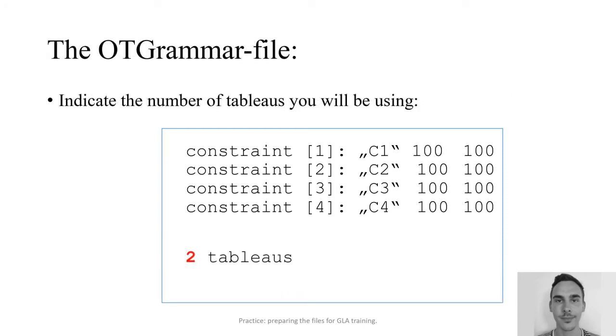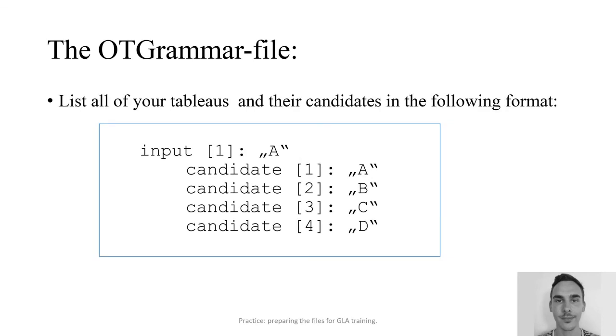The next step is indicating the number of tableaus you will be using, which is equal to the number of underlying representations that you find in your analysis. In our toy example, we have 2, A and B. The final step of writing the OT grammar file is listing the tableaus. Since we set all of the ranking values to 100, this part of the file will only inform the program of the amount of violation marks assigned to the candidates by our constraints.